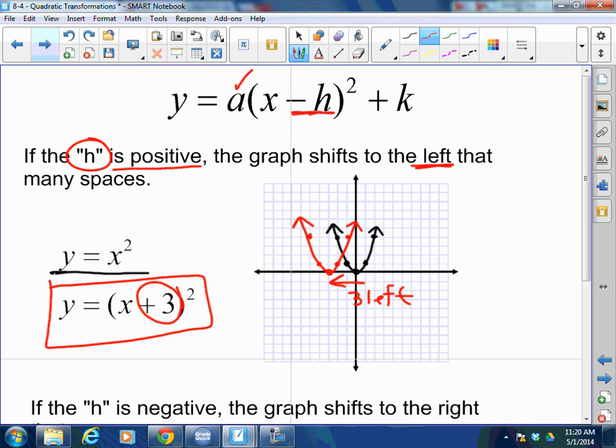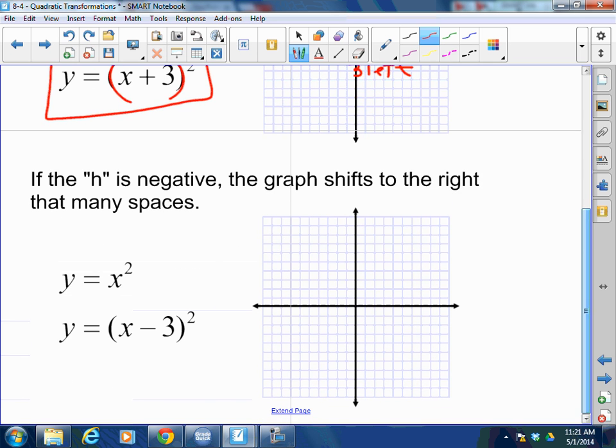Now, please be careful. Notice how this is within the parentheses. If it's outside of the parentheses, you're talking about the K, which is something different. But if it's inside the parentheses, this works. Now, what happens if I have a negative H? If H is negative, like in this example, I'm going to move to the right. It's always opposite.